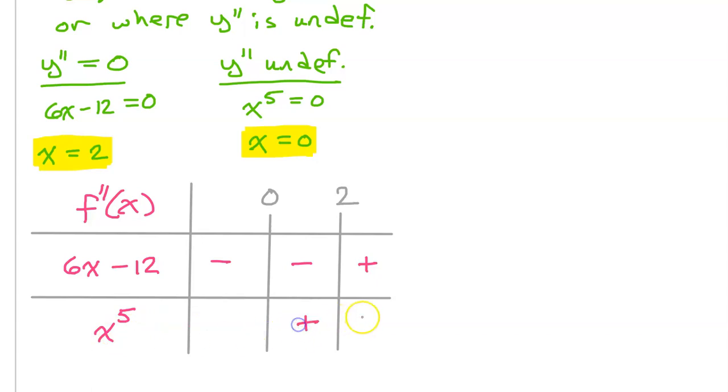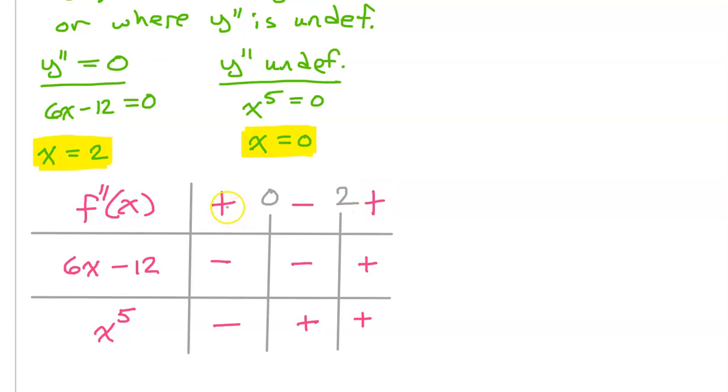So anything bigger than 0 will be positive. Anything less than 0 will be negative. But what about the overall sign of f double prime? In this first interval, we would have a negative divided by a negative. That would be a positive. In the middle interval, this is a negative divided by a positive, which is a negative. And in the final interval, we have a positive divided by a positive, which is a positive.